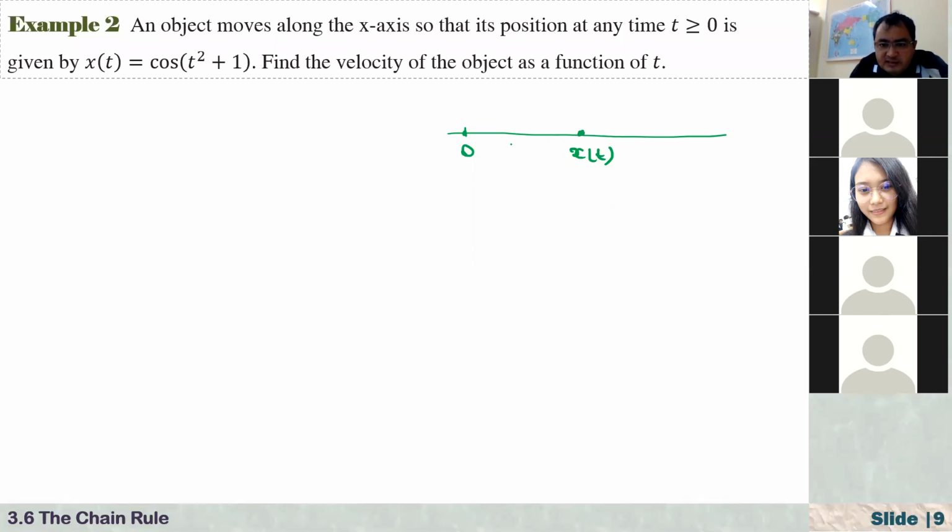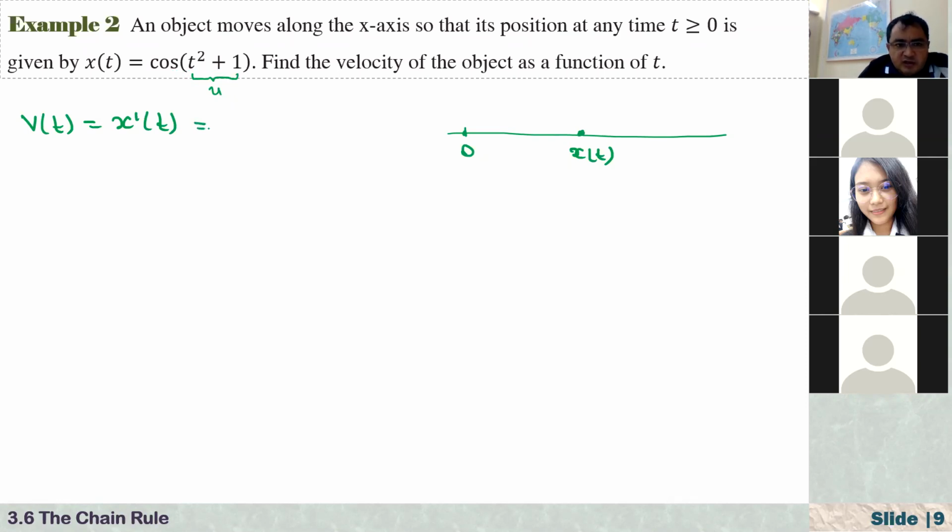It says to find the velocity of the object as a function of t. What's velocity? It is moving along this line. So to get the velocity, we need to differentiate the position function, right? So that's equal to this. Now, as you see here, cosine, right? And if I label this by u, cosine of u is a function of t.